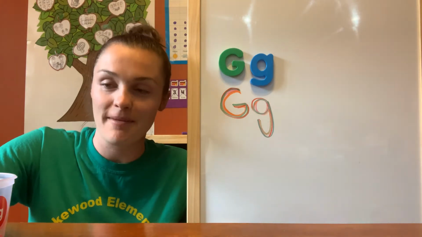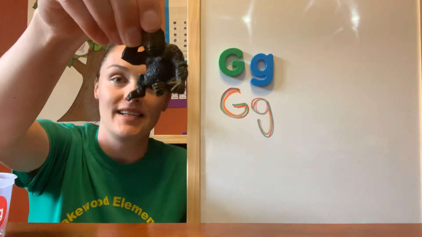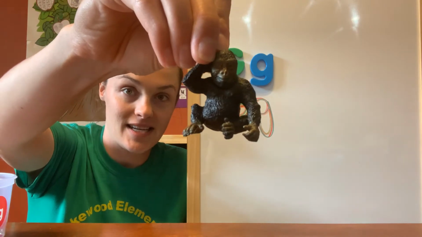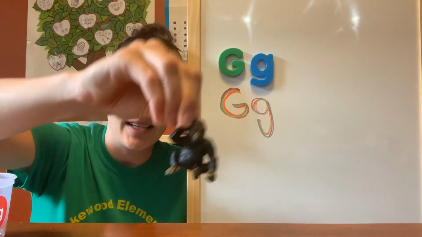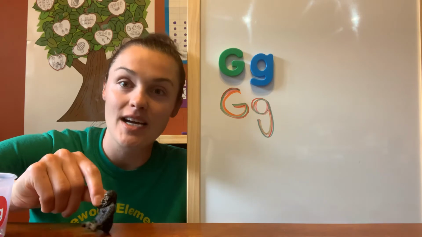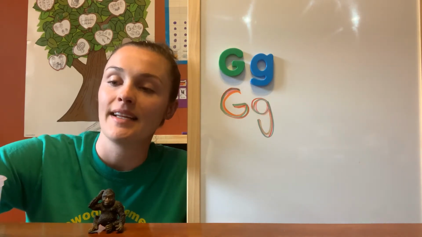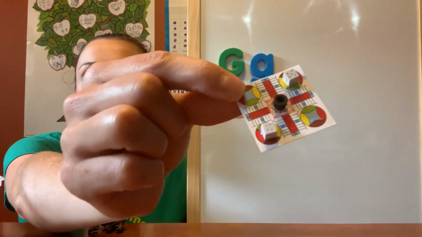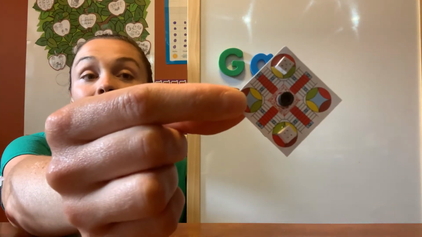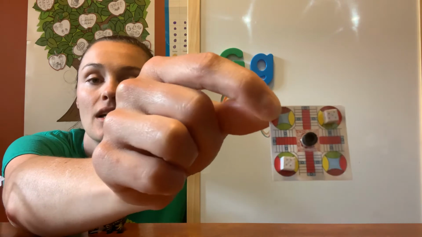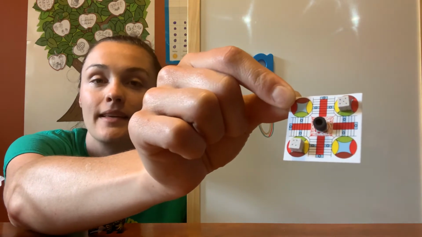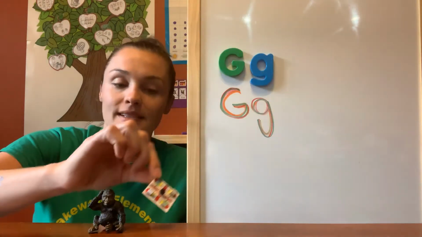All right, so we're gonna look at the words we have for letter G. The first word is gorilla, g, gorilla. So we have a gorilla. All right, the next one is, if you can see it, it's a game board, a game. So we have gorilla and game.